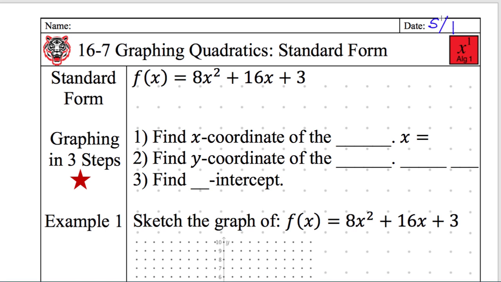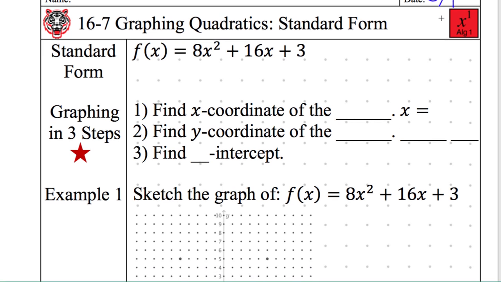Alright, today's date is May 1st, 2019. So today is standard form. I want to try to get this done as fast as possible. Standard form looks like this. It's just a bunch of things added together, which means we now have 3 forms. Who can name the other 2? The third form is standard form. What are the other 2 forms?